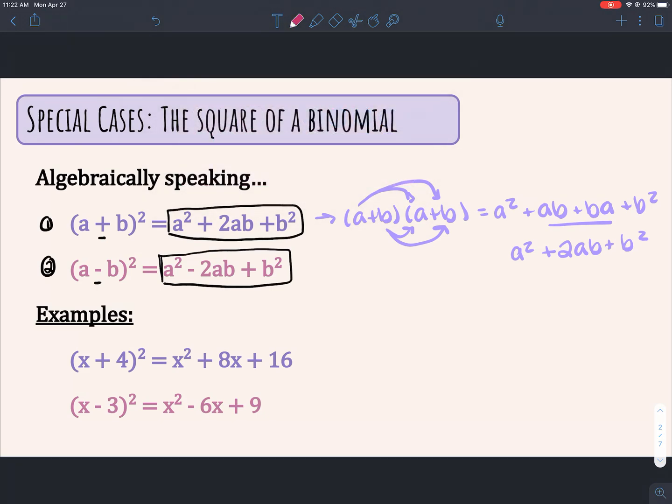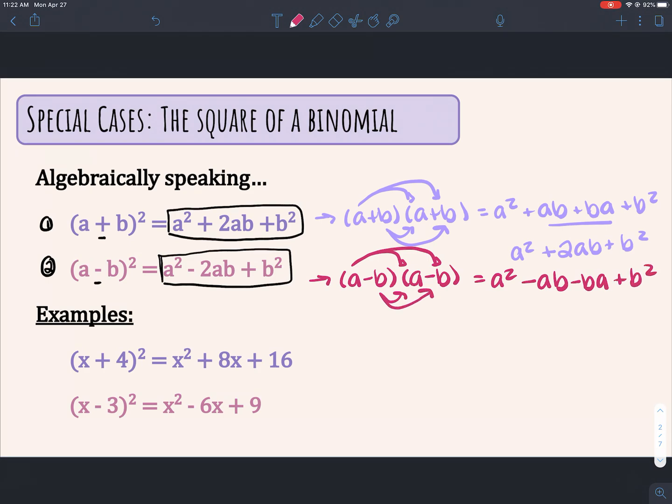I could also do that for the second one. So A minus B times A minus B. I get A squared minus AB, that's this piece, and I have minus BA and then plus B squared. And again, I can combine those and I end up getting A squared minus 2AB plus B squared. So that's where those 2 pieces come from.